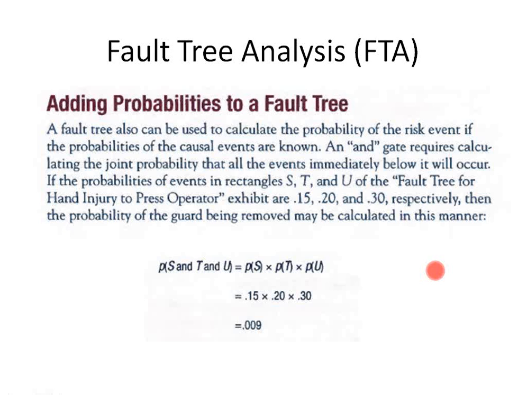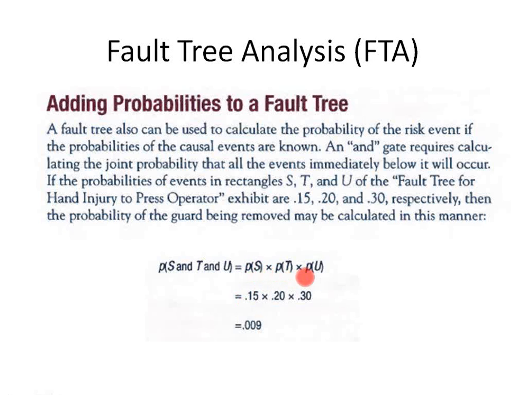So the idea here is, what's the probability of S and T and U happening? I don't know if they give the definitions of S, T, and U, but anyway, they're different elements of the press operation. The probability of S is 0.15, of T is 0.2, and U is 0.3. Whenever you have an AND event, you multiply. So AND means multiply, OR means typically you're going to add.